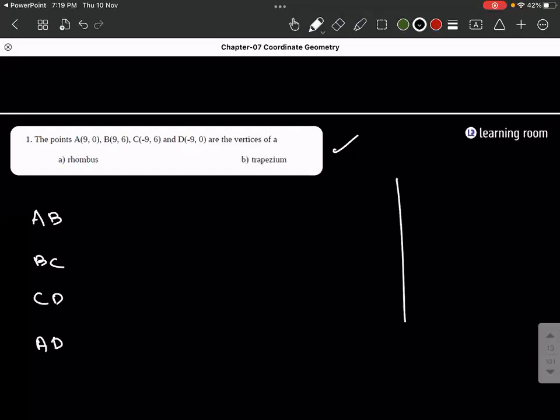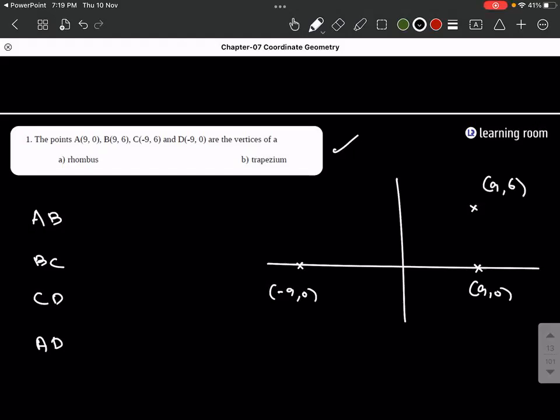See, if you observe this, I'll give you an idea. 9, comma 0 is a point here. Minus 9, comma 0 is a point here. 9, comma 6 is a point that is here. And minus 9, comma 6 is another point here. So what shape does it take? It's a rectangle. If I take this to be A, B, C, D, what is AB?